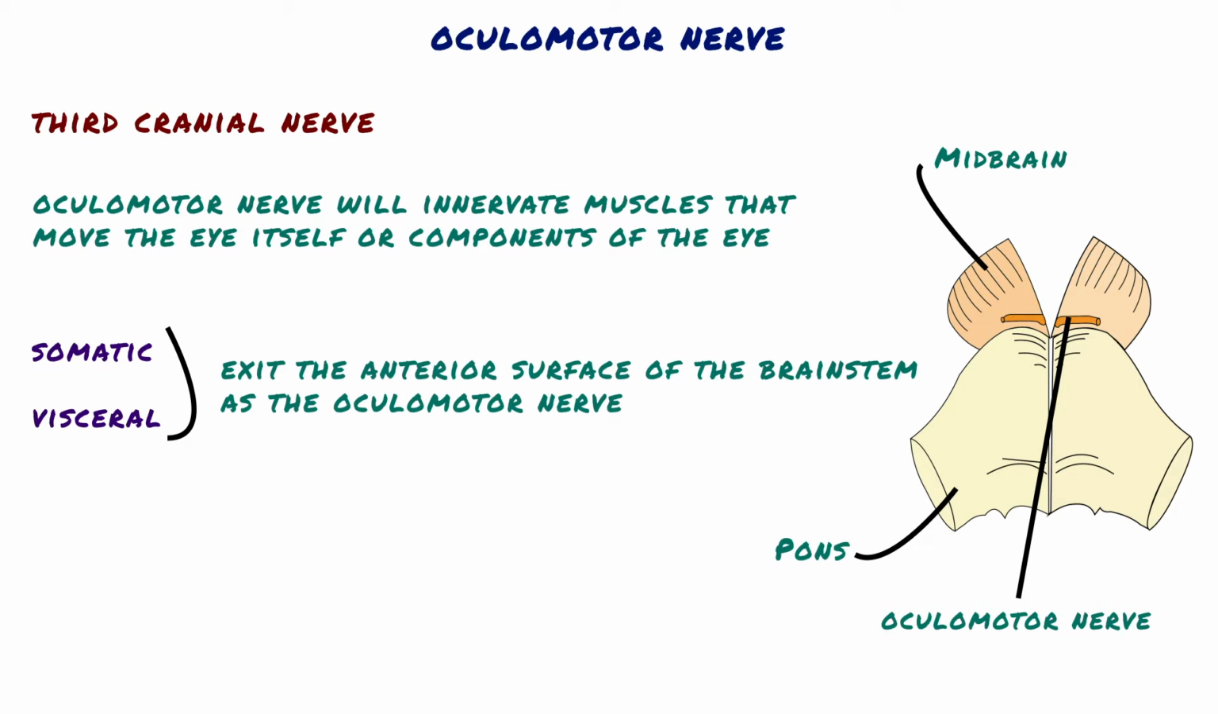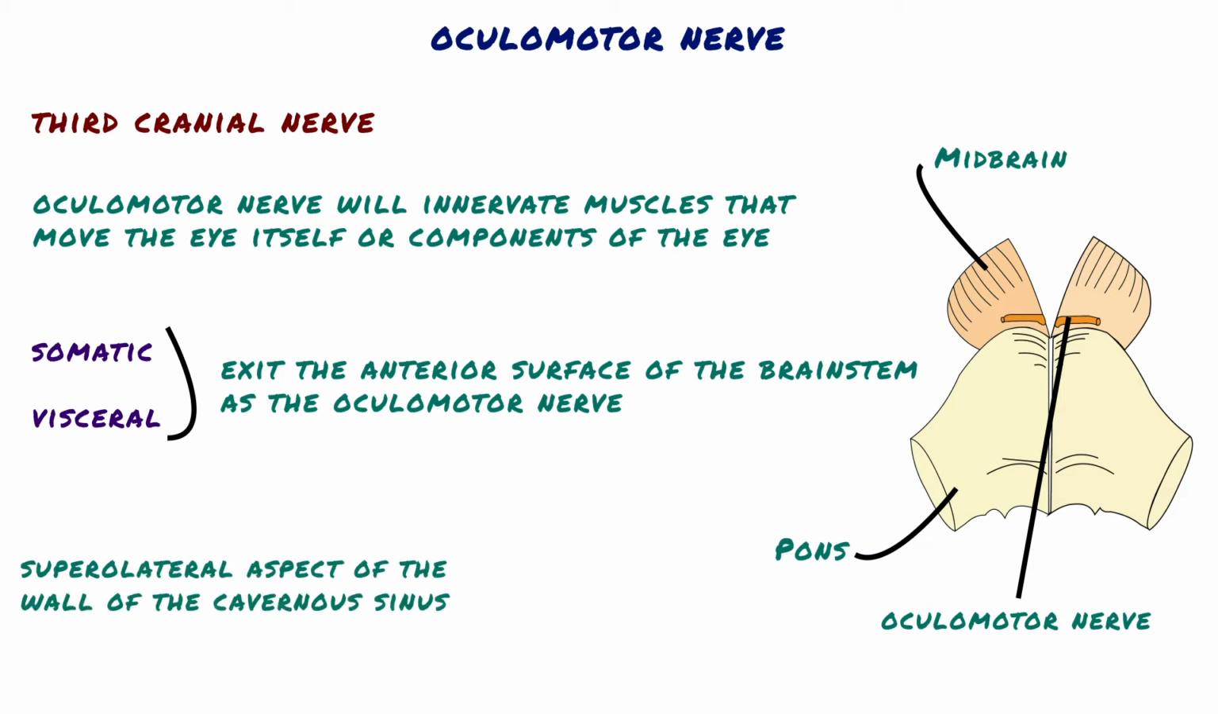From here, the nerve runs anteriorly in the subarachnoid space, medial to the much larger trigeminal nerve and its ganglion. It continues anteriorly to pierce the dura covering the cavernous sinus, passing through the supraolateral aspect of the wall of the cavernous sinus, lateral to the internal carotid artery as it passes into the cranial cavity.